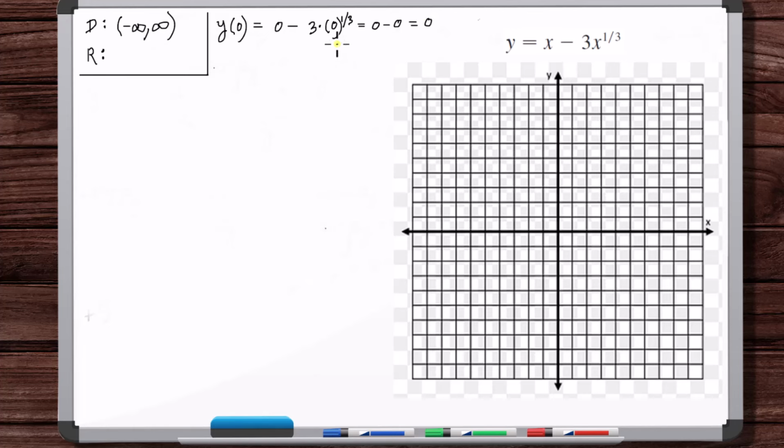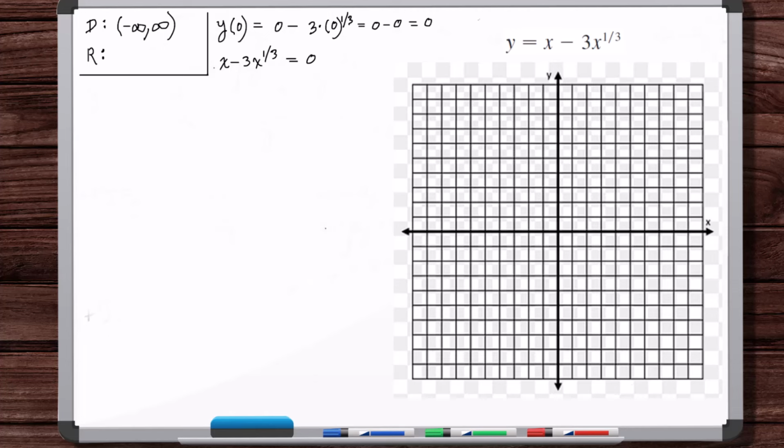Okay, so the origin is an intercept. It's going to be an x and a y-intercept. The origin is the only y-intercept. Okay, what about the x-intercepts? Set y equal to 0 and solve for x.